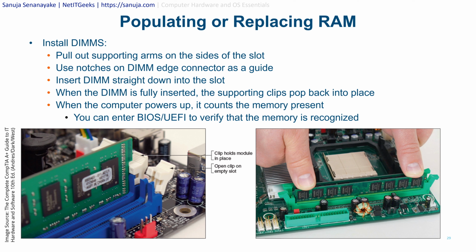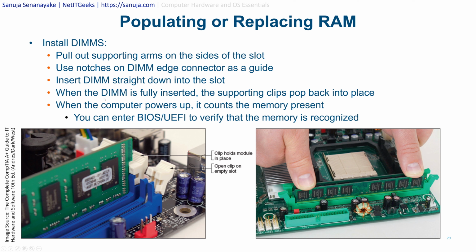Pull out the supporting arms on the side of the slot if you are removing a DIMM. These are the clips that hold the modules, these plastic clips. You need to push them away from your module on both sides, and it will pop out. And use the notches on the DIMM edge connector as a guide. So the notches on the edge can work as a guide for you, and insert the DIMM straight down into the slot. Sometimes I've seen people insert one side first and then insert the next side. That's a bad idea. You should always do it straight down.